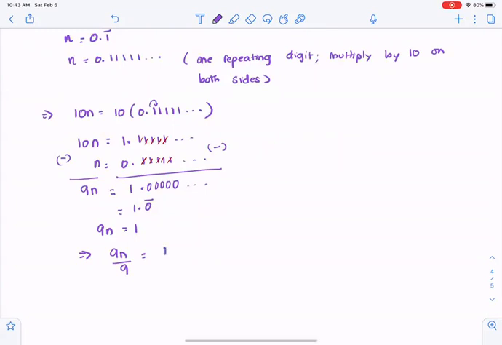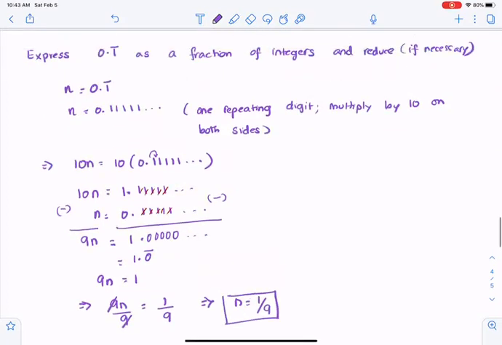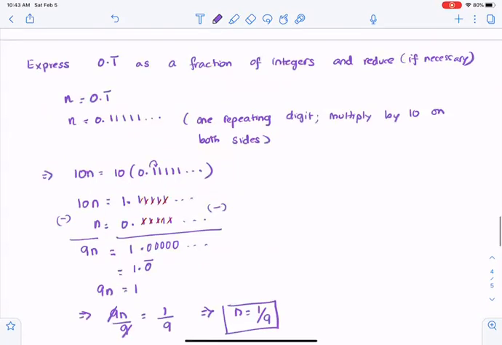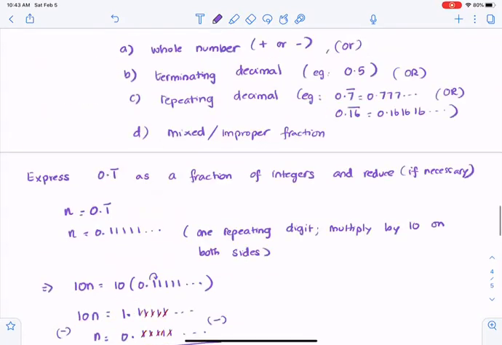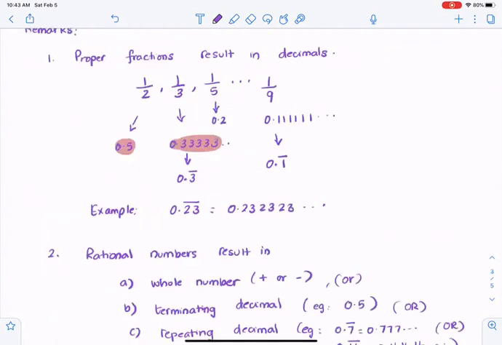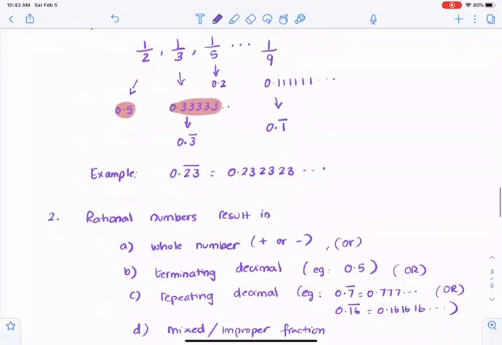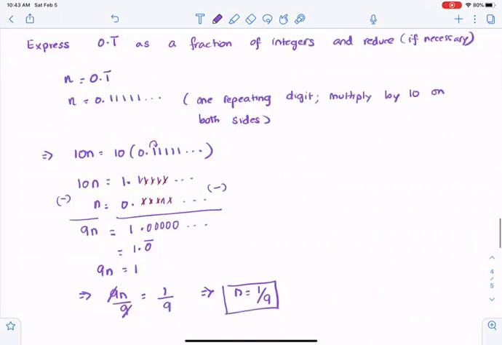We end up getting n equals 1 over 9. This tells us if you take 1 and divide by 9, we will end up getting 0.11111. It's exactly what I had earlier when I was talking about rational numbers. 1 over 9 is 0.11111. But now we were able to go from a repeating decimal to a fraction by using a simple process.